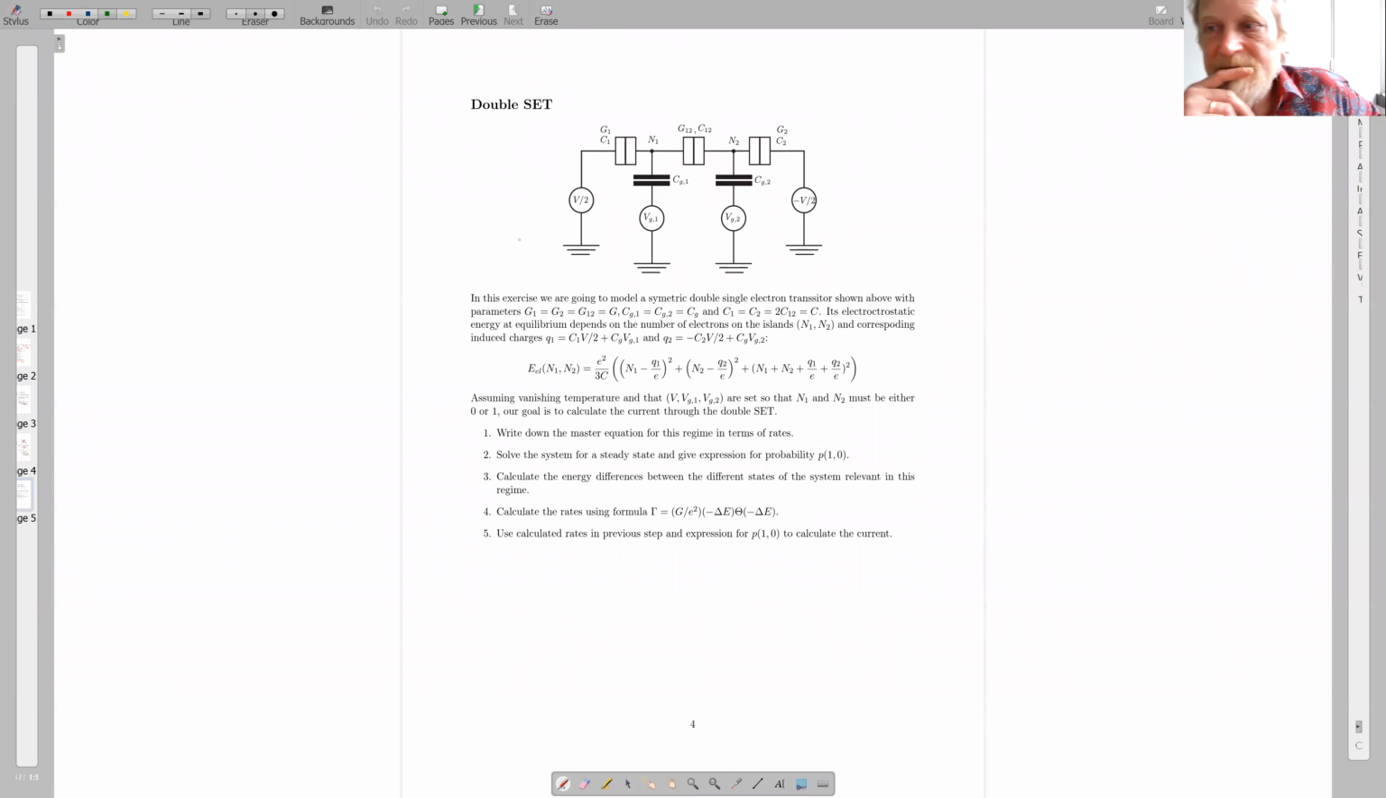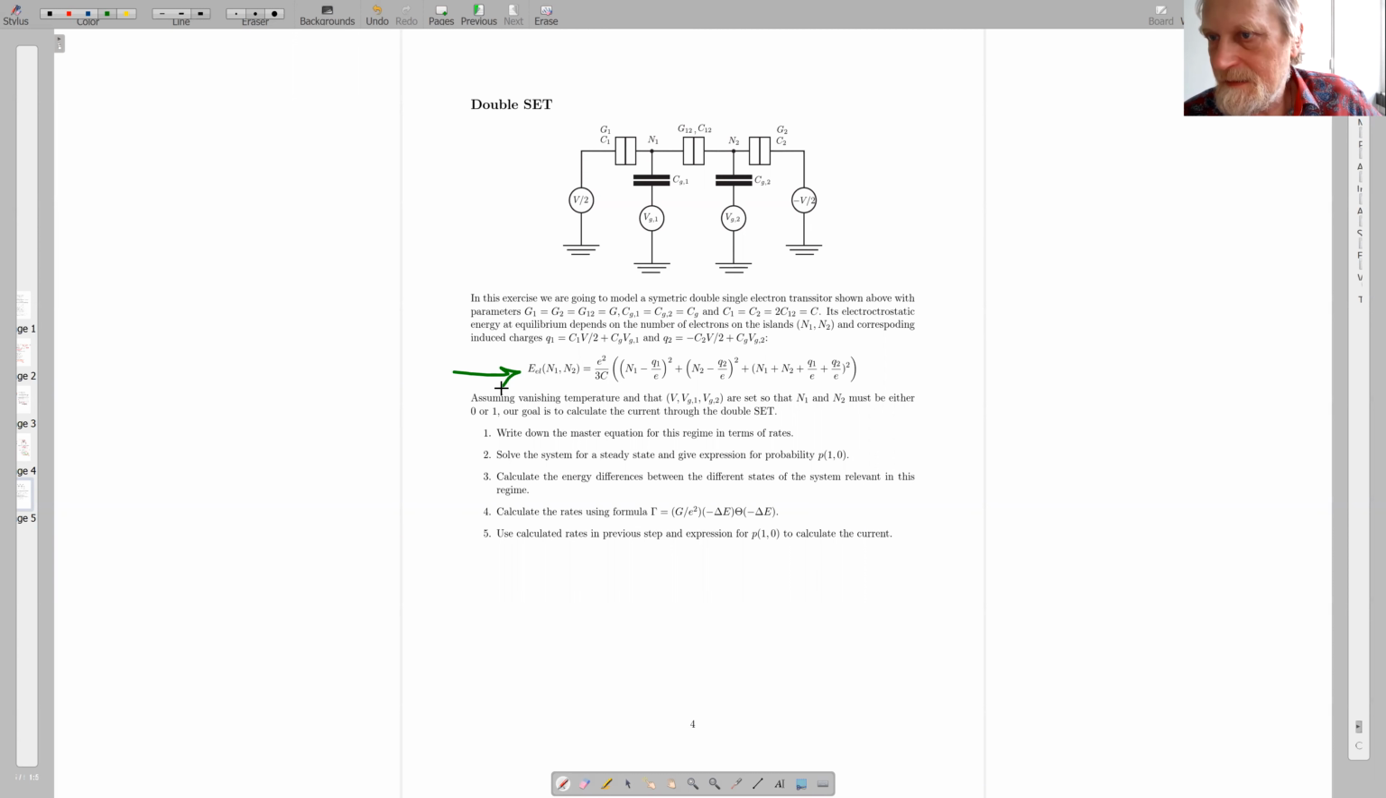Yeah, here it is, double set. So now we have two islands and electrons have to jump through both islands. First thing by investigating Coulomb blockade systems is to understand the charging energy. The system was chosen in such a way that the formula is simple.